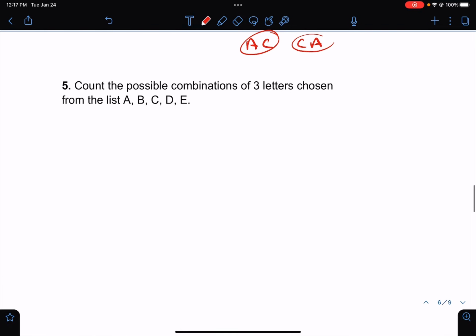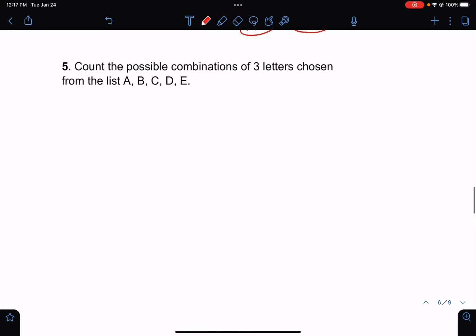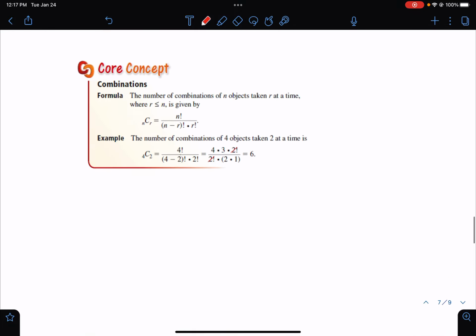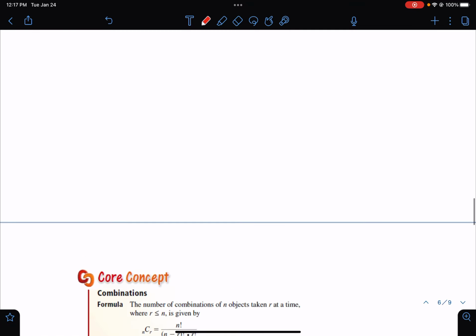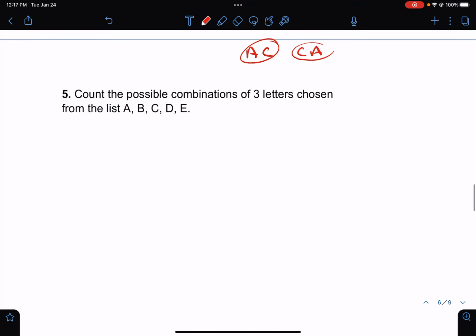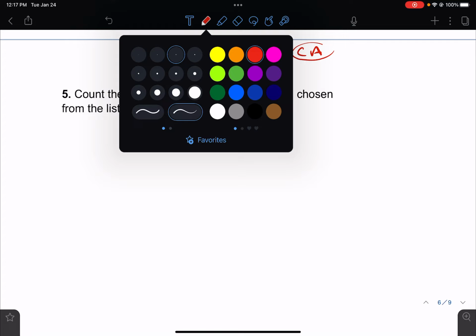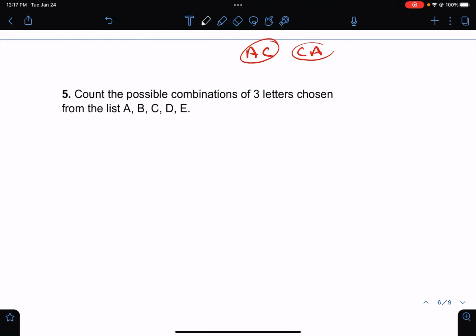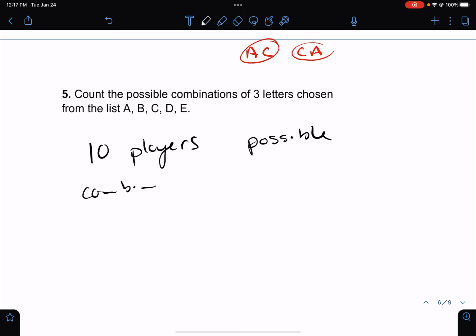So, another letter problem. You know what? I don't want to do this one. Let's do, what other examples does it give us? You order a sandwich. Let's make up our own. I don't want to do another letter one. So let's say that I've got 10 players on my basketball team, and I want to know how many possible combinations of starters I could have.